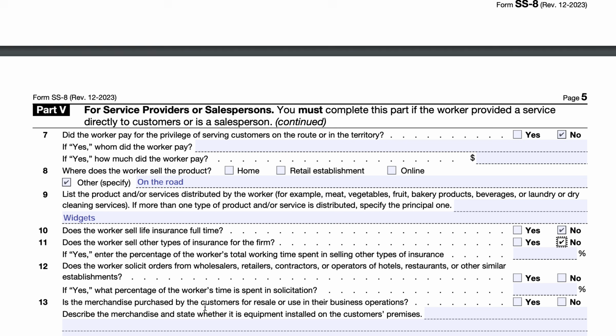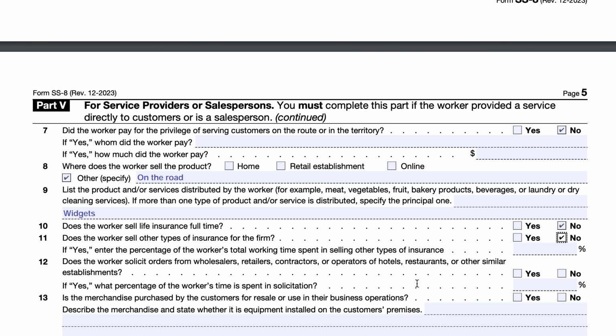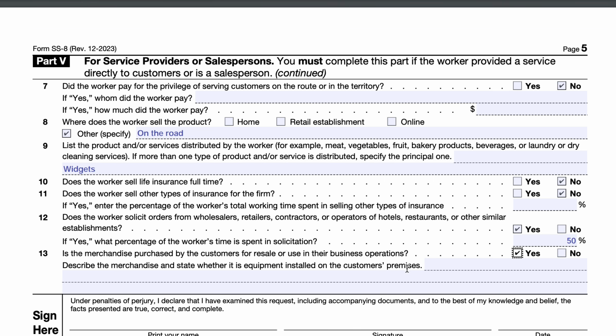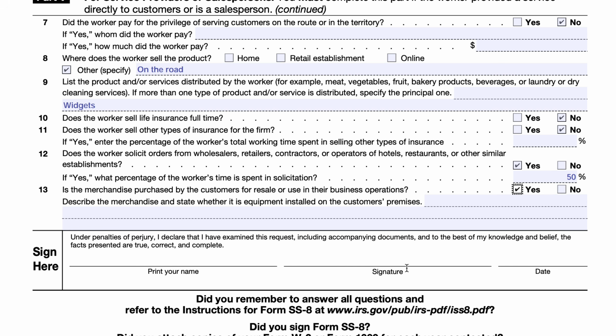Does he solicit orders from wholesalers? Yes, no, maybe so. What percentage of the time? Let's just say he does 50% business to business and the other 50% to private individuals. And then, is the merchandise purchased by customers for reuse in their business operations? Yes, no, or maybe so. And then you send this off to the IRS.